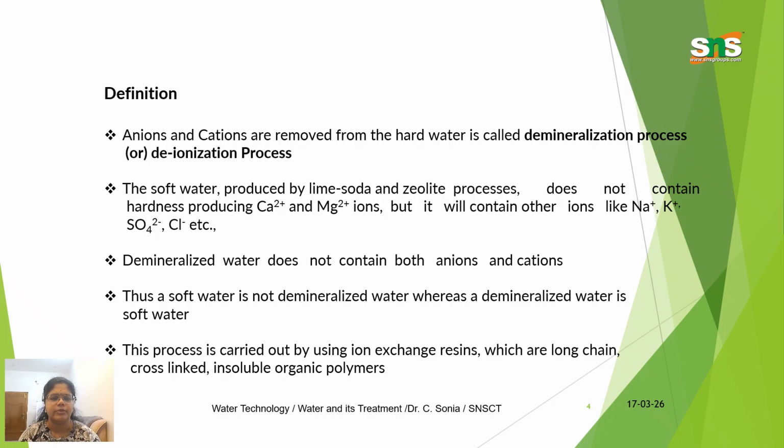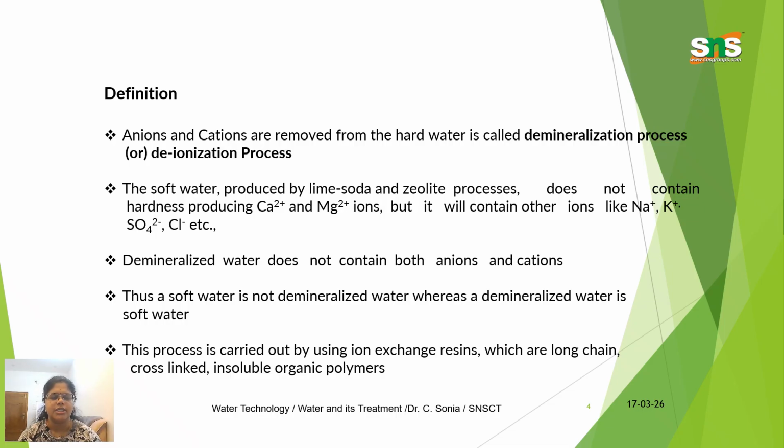So there is a difference between the demineralized water and the soft water. Demineralized water does not contain both anions and the cations. Thus, a soft water is not demineralized water, whereas a demineralized water is a soft water. So you should know the difference between a demineralized water and a soft water. A demineralized water does not contain any ions, that is either cations or anions, but the soft water does not contain only the hardness producing ions. It may contain other anions or the cations.